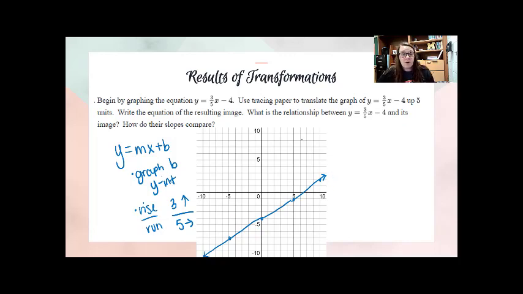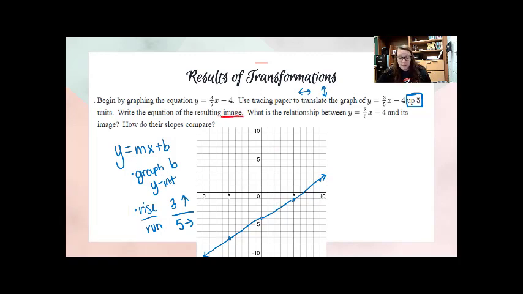Okay, back to our instructions. Begin by graphing the equation y equals 3/5 x minus 4. Done. Use tracing paper, we're not doing that because we're online students, to translate the graph up 5 units. Translate, remember, is moving left, right, up, or down, and it told us go up 5. Write the equation of the resulting image. I'm going to change colors here, and we'll make our image red. It said go up 5.